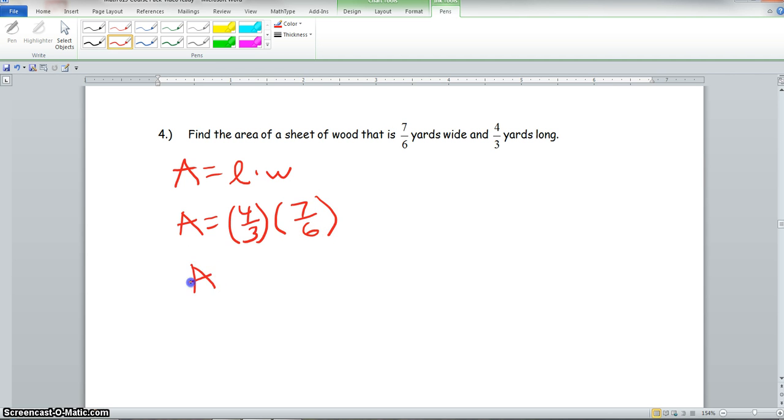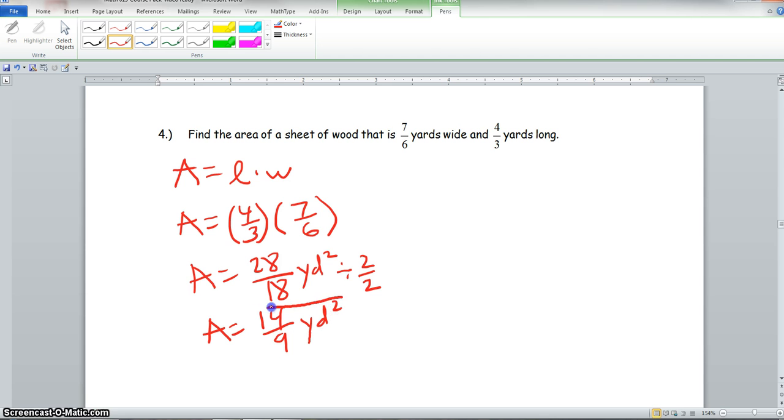Now we multiply. 4 times 7 is 28 and 3 times 6 is 18. Now I should have put yards in these parentheses, but you can add that into your notes that this was actually yards. So this would be square yards. Now 28 and 18, the greatest common factor of 28 and 18 is 2. So we divide both of these by 2, and your area would be 14 over 9 square yards. And that would be your final answer.